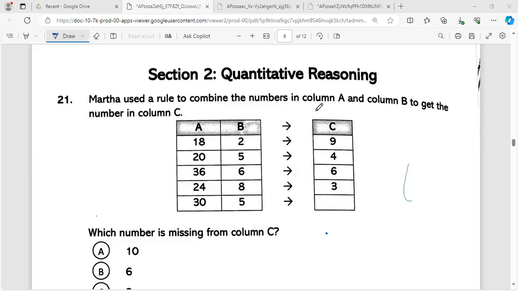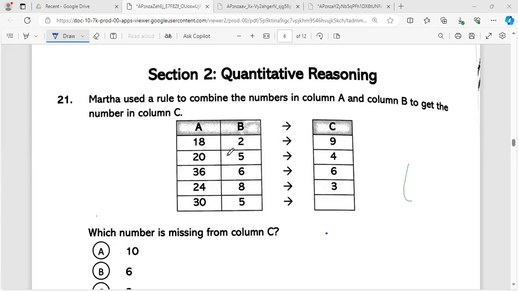It says, Martha used a rule to combine the numbers in column A and column B to get the number in column C. Column A says 18, 20, 36, 24, and 30. Column B says 2, 5, 6, 8, 5. And column C says 9, 4, 6, 3, blank. So what I found out is that you have to divide the number in column B into the number in column A to get the number in column C.